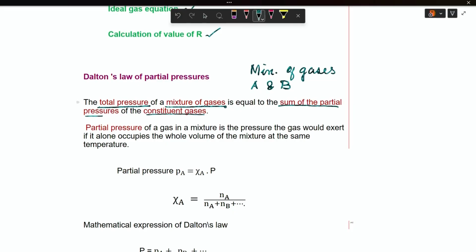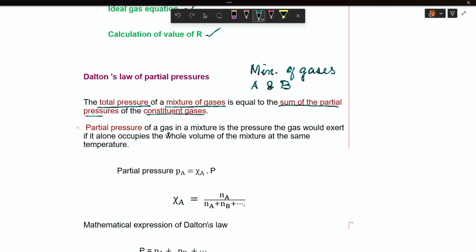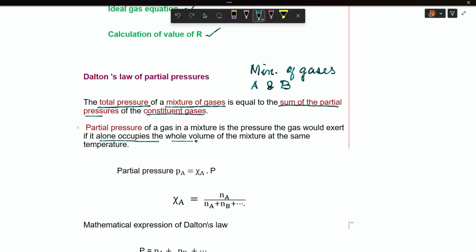To go into detail, first we will have to know what do you mean by partial pressure. So, the total pressure of a mixture of gases is equal to sum of partial pressures of A and B. That will be the Dalton's law. Now, partial pressure of a gas in a mixture is the pressure of the gas which it will be exerting when it occupies alone the whole volume of the mixture at the same temperature.